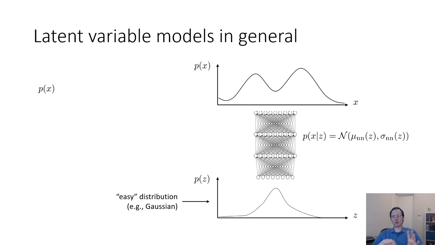Now, of course, I'm using Gaussian distributions as an example here. These could be different kinds of distributions, different parameterizations. They could be discrete or continuous. So this is just an example.